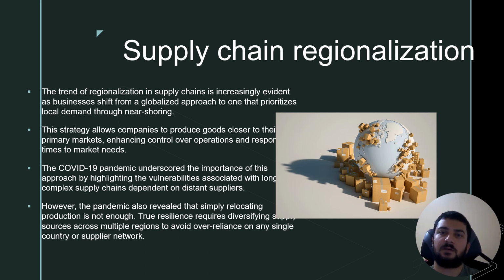The COVID-19 pandemic underscored the importance of this approach by highlighting the vulnerabilities associated with long, complex supply chains dependent on distant suppliers. For example, the ship that was not able to move in, I think it was the Suez Canal in 2021. This was in July, I believe. You don't want to be too dependent on distant suppliers. The pandemic also revealed that simply relocating production is not enough. True resilience requires diversifying supply sources across multiple regions to avoid over-reliance on any single country or supplier network.